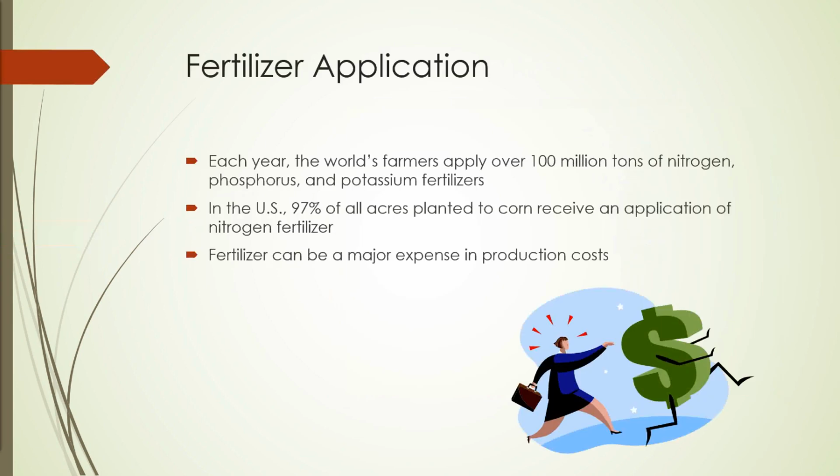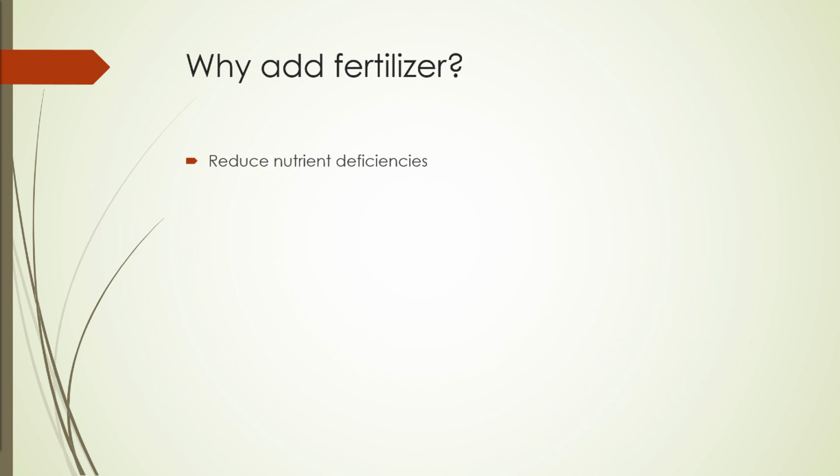Fertilizer application. Each year the world's farmers apply over 100 million tons of nitrogen, phosphorus, and potassium fertilizers. In the U.S., 97% of all acres planted to corn receive an application of nitrogen fertilizer. Fertilizer can be a major expense in production costs. So why do we add fertilizer? Reduce nutrient deficiencies.